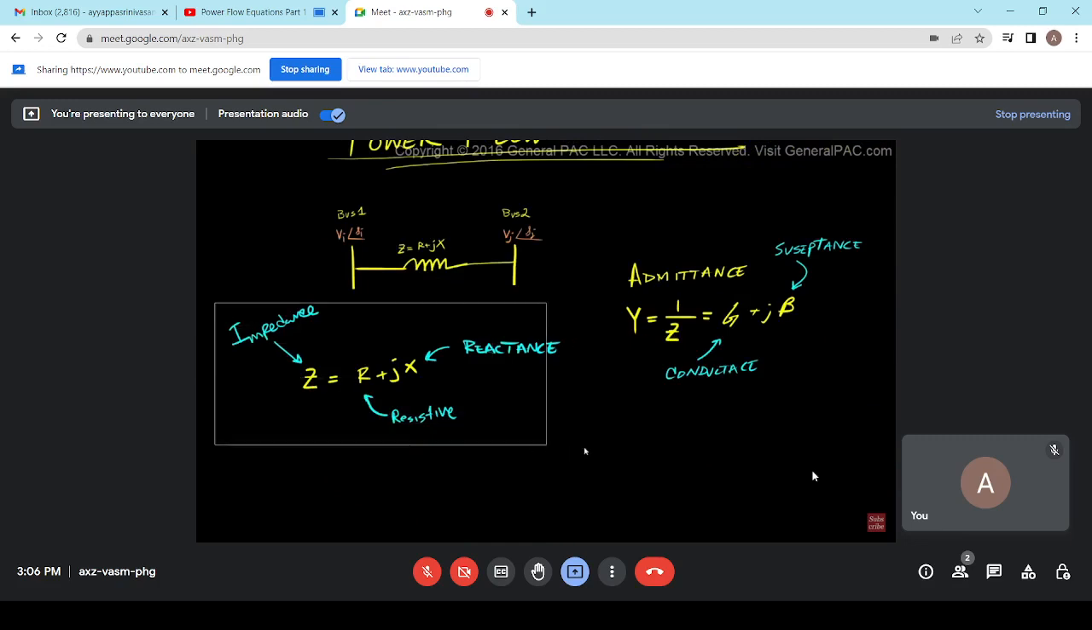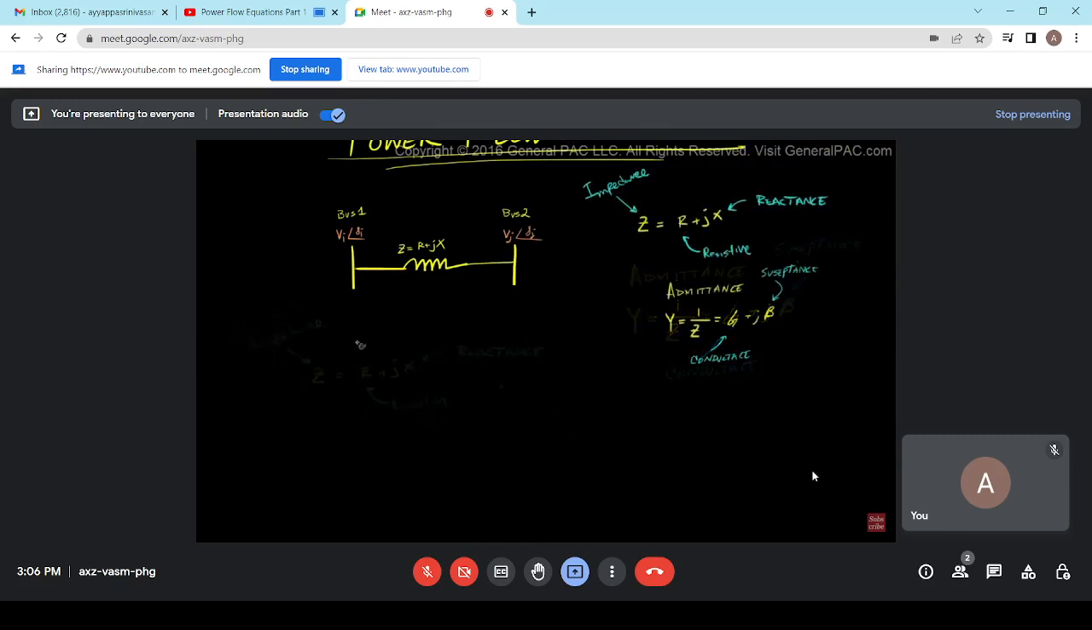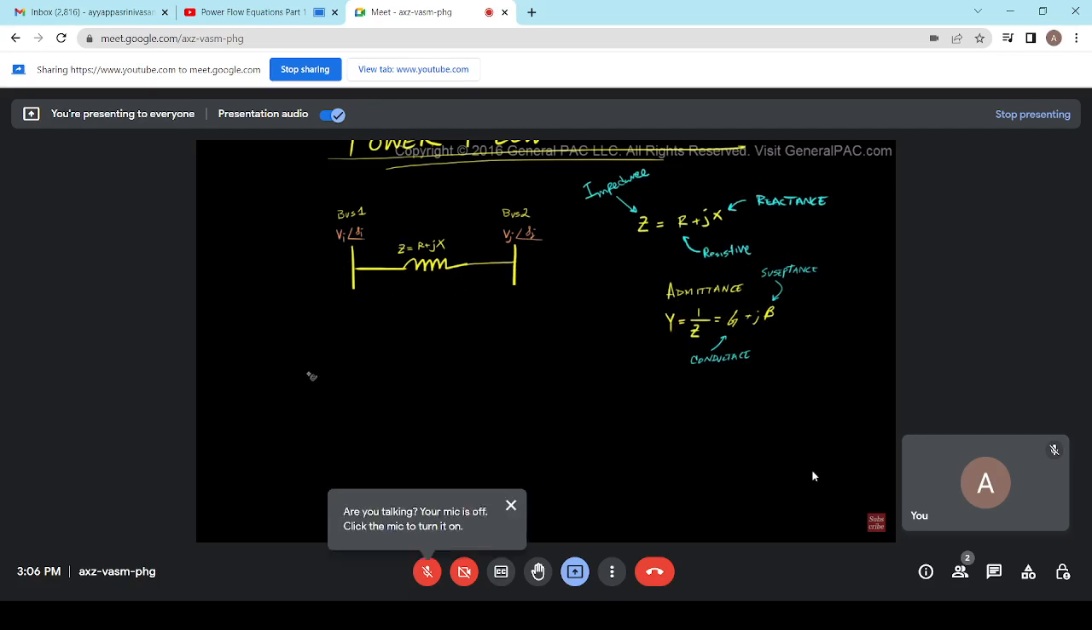Okay, so let me make these a little bit smaller. Okay, so now let's just talk about these subscripts. Now these subscripts are important because the power system is obviously not a 2-bus system. Okay, the power system is very big, very large, and so we need these subscripts to define each individual bus.